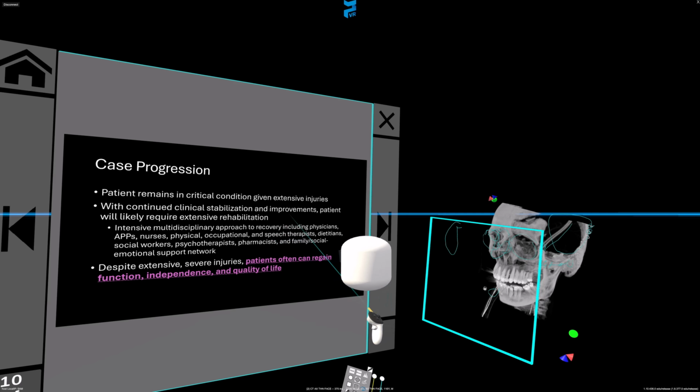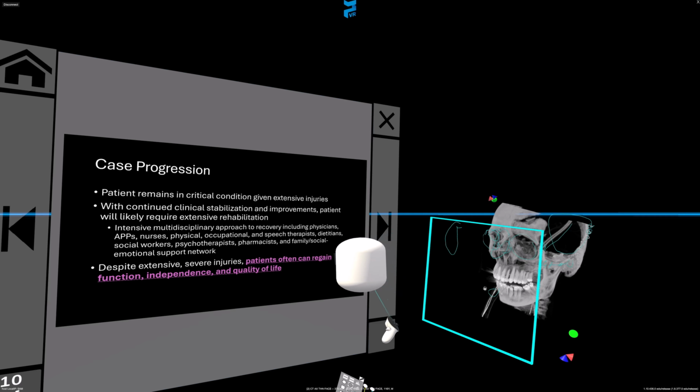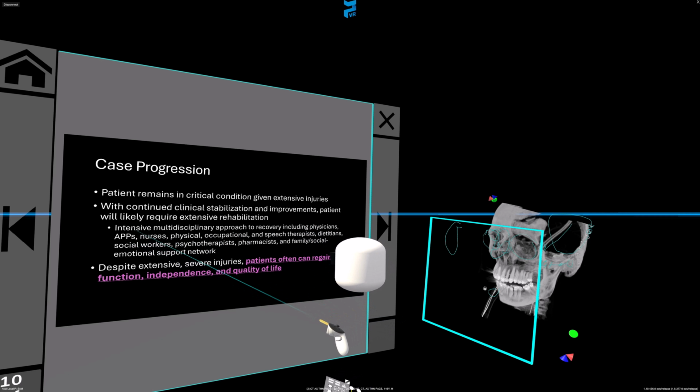And with continued clinical stabilization and improvements, the patient will likely require extensive rehabilitation. This includes an intensive multidisciplinary approach to recovery, both inpatient and outpatient, including physicians, such as intensivists in the ICU, physiatrists or physical medicine and rehabilitation physicians in the inpatient rehab setting, and any number of specialists such as GI specialists, neurologists, neurosurgeons, cardiologists, pulmonologists, anyone involved in their care. In addition to APPs, nurses, physical, occupational, and speech therapists, dietitians, social workers, psychotherapists, pharmacists, and family and social emotional support networks.